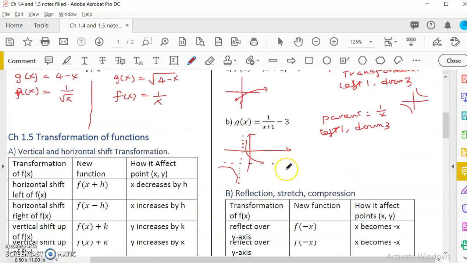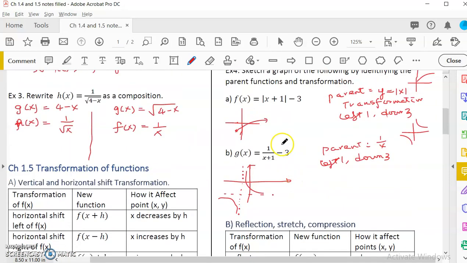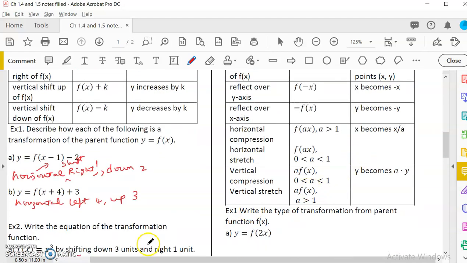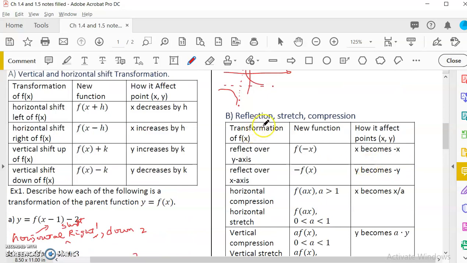Okay, so that's how you graph a function given a formula using the transformation technique. In the next video we'll talk about another set of transformations that is not just shift left, right, up, down, but reflection, stretch, and compression.